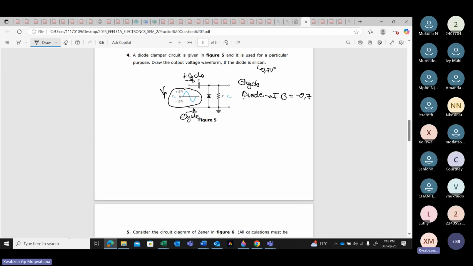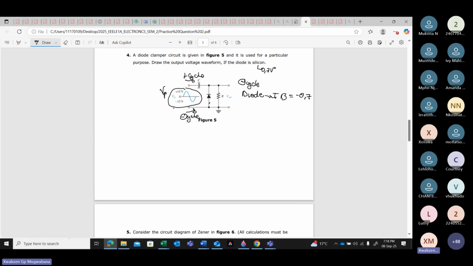Now, because the negative cycle is the one that forces this to go into forward bias, which means the diode will go into forward bias during the negative cycle. That's why I said negative cycle forces the diode to go into forward bias. If this thing was connected upside down, positive cycle was going to force this diode to go into forward bias, which means your output was going to be plus 0.7 volt. But because it's minus 0.7 volts, that is the first thing.